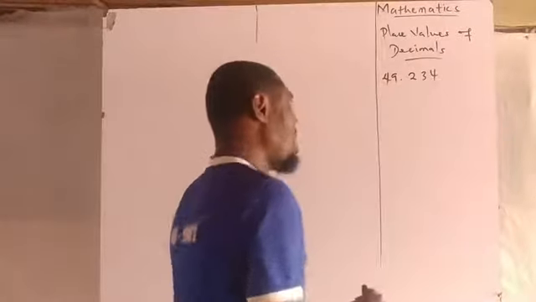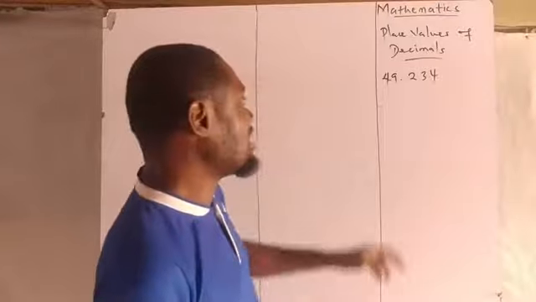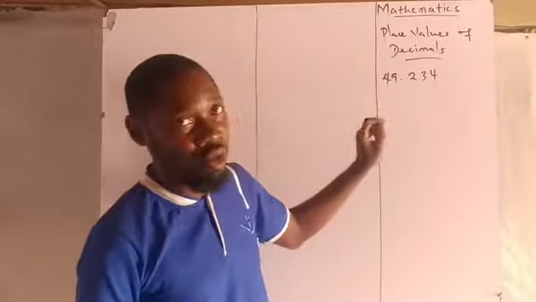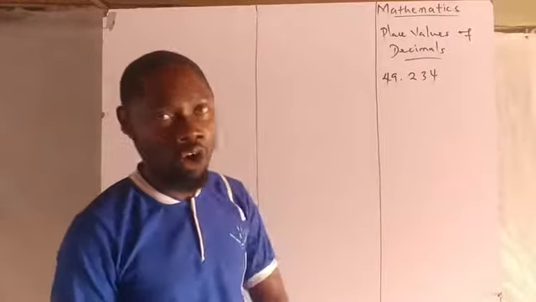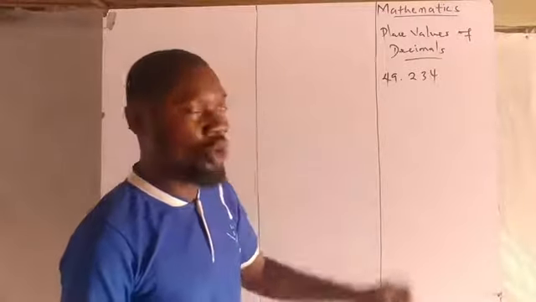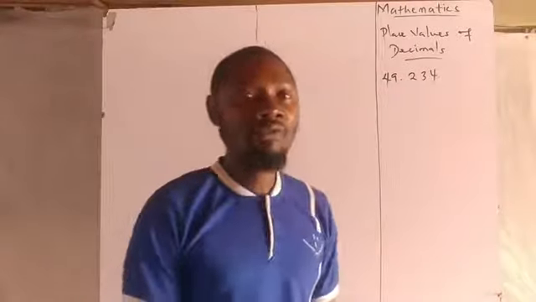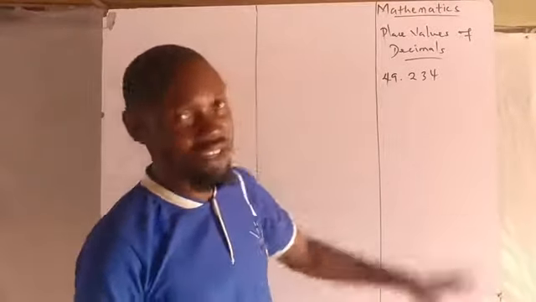This is an example of such a number, 49.234. And I've shown you how to read numbers of this type in one of your classes. It is not read as forty-nine point two hundred and thirty-four. You're wrong. The right reading is forty-nine point two three four. Now, I want to find the place values of the decimals of this number.